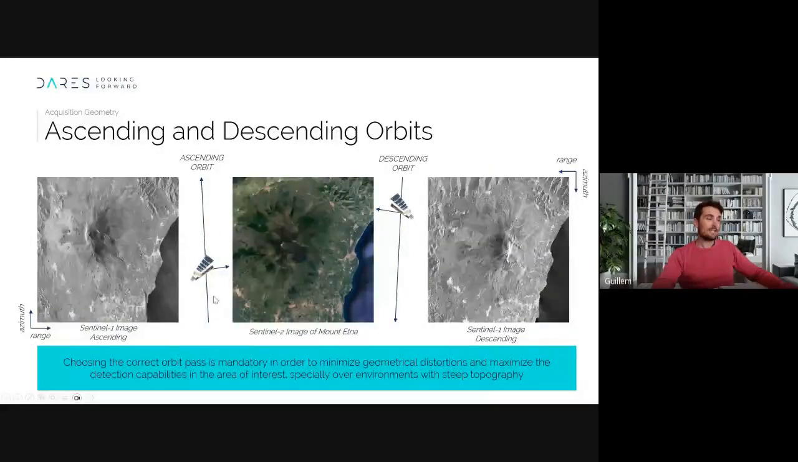When we are talking about ascending orbit, here we have Mount Etna, we have the satellite coming from the south and going to the north, and the satellite is looking to the east, okay? When the satellite is going from north to south, in the descending orbit, it is looking to the west, okay? And this is the optical image. The radar image we could get in ascending mode of Mount Etna is this one, and the radar image that we can get in the descending orbit of Mount Etna is this one, okay?